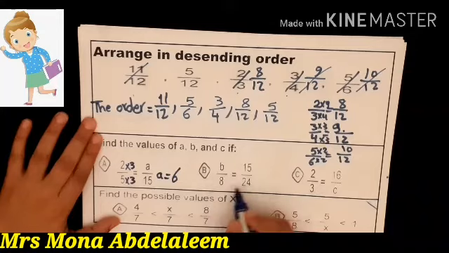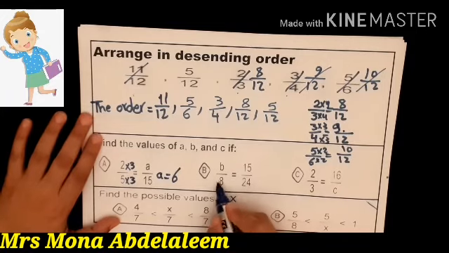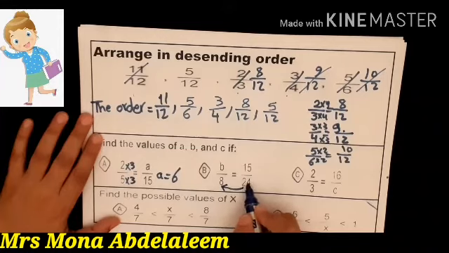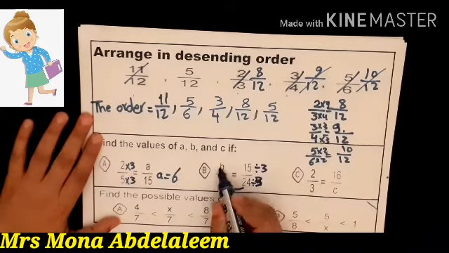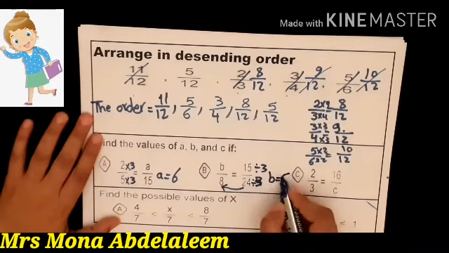B over 8 equal 15 over 24. هنا بقى ايه؟ 24 becomes 8. Move from right to left. 24 divide how many equal 8? Good. Divide 4. Sorry, divide 3. Divide 3. 15 divide 3 5. يبقى ال B equals 5.